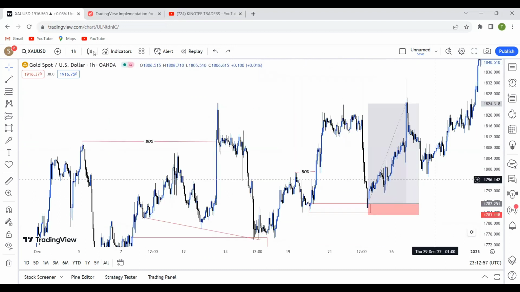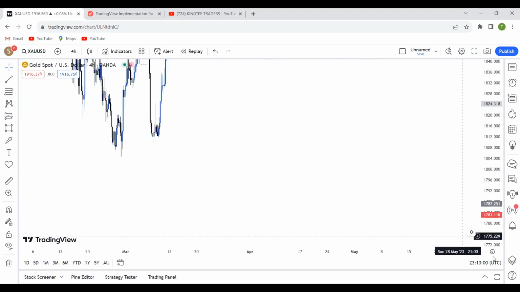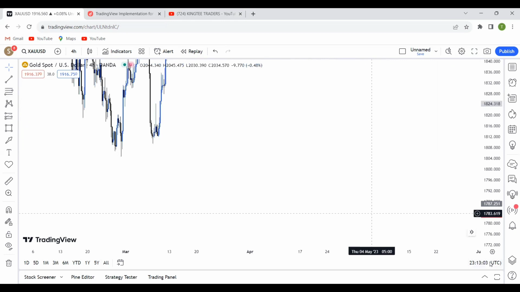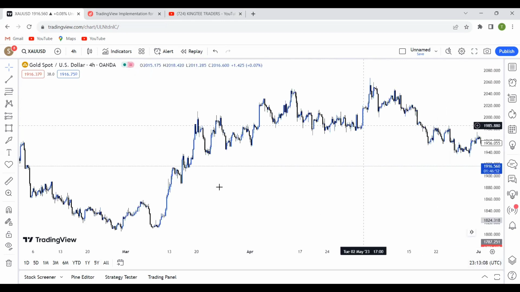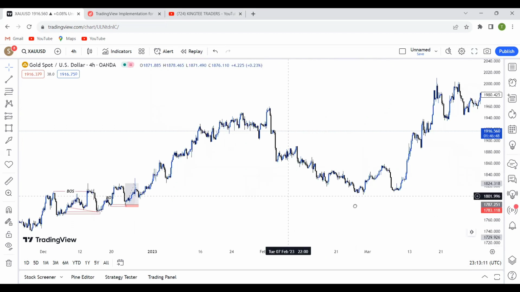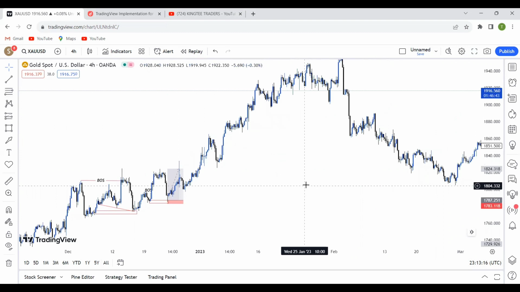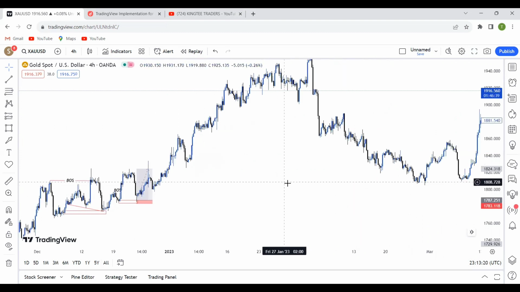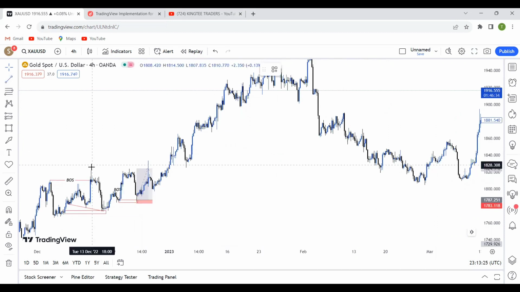See, now let's go back to the 4-hour time frame. Still, you need to follow a trend. Okay, the market created a break of market structure here. After this mitigation of an order block, the market created a break of market structure here.